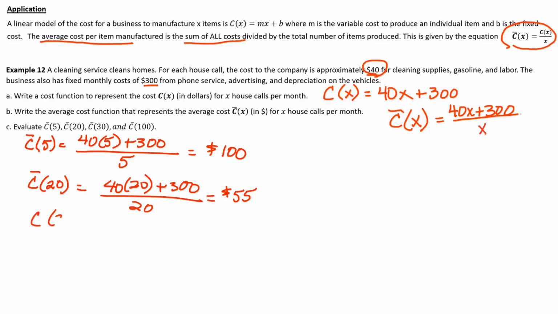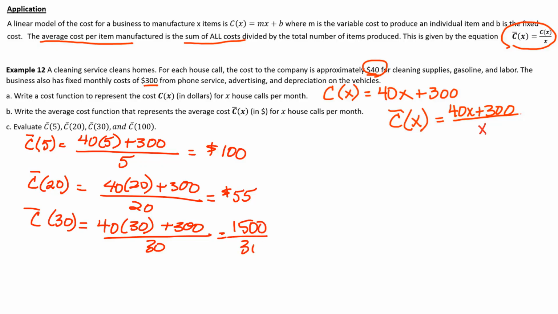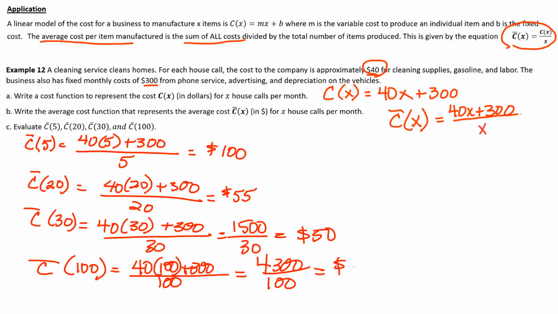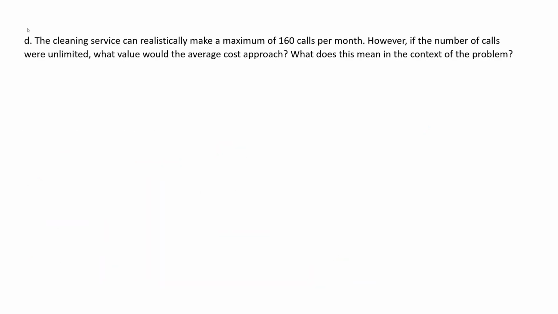So C bar of 30, that's going to be 40 times 30 plus 300 over 30. And so that's going to be 1500 over 30, which is going to be about 50. So now the more you spread out that $300 you're having to pay over more house calls, it's really only $10 more per house call if you think about it that way. If you crank it up to 100 house calls in a month, now you're down to looking like $43 per house call. So the cleaning service can realistically make a maximum of 160 calls per month.